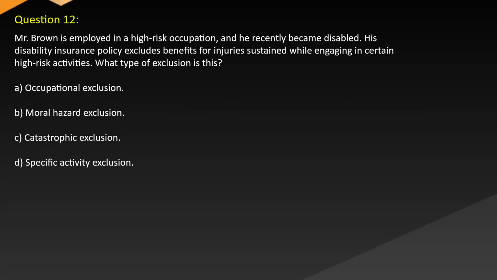Question 12. Mr. Brown is employed in a high-risk occupation and he recently became disabled. His disability insurance policy excludes benefits for injuries sustained while engaging in certain high-risk activities. What type of exclusion is this? A. Occupational exclusion. B. Moral hazard exclusion. C. Catastrophic exclusion. D. Specific activity exclusion.